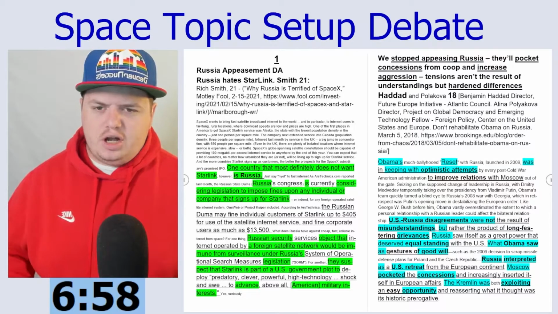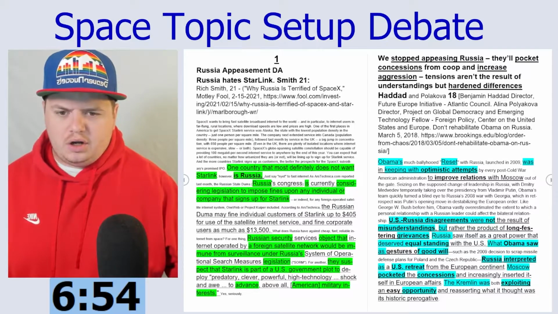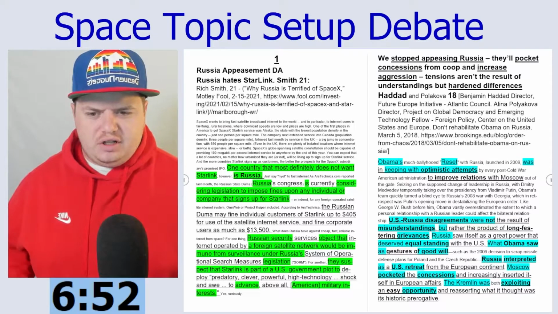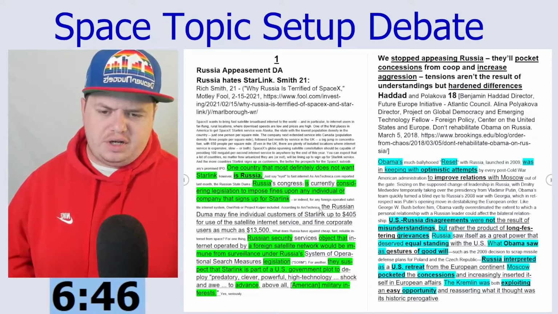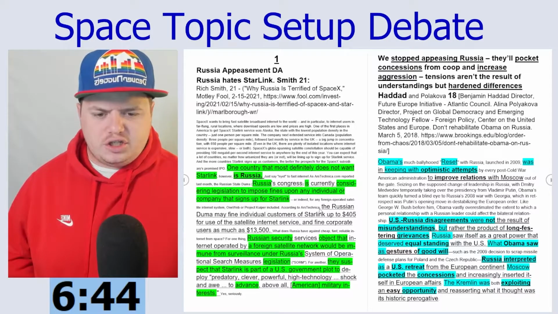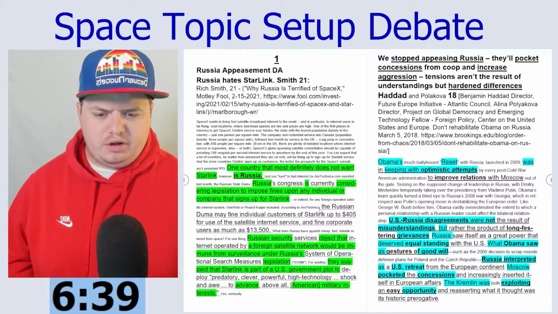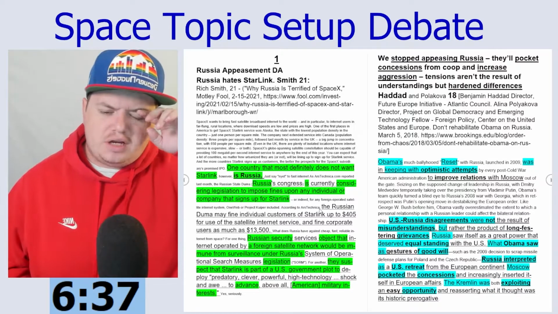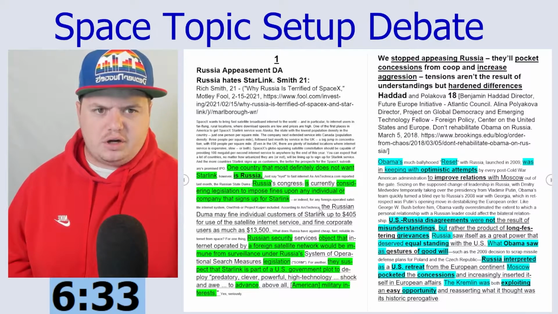First, the Russia appeasement disadvantage. Russia hates Starlink. Smith in 21. One country that most definitely does not want Starlink is Russia. Russia is considering legislation to impose fines upon any individual or company that signs up for Starlink. Russia's security officials object that a foreign satellite network would be immune from surveillance under Russia's legislation. They suspect that Starlink is a part of a U.S. government plot to advance American military interests.